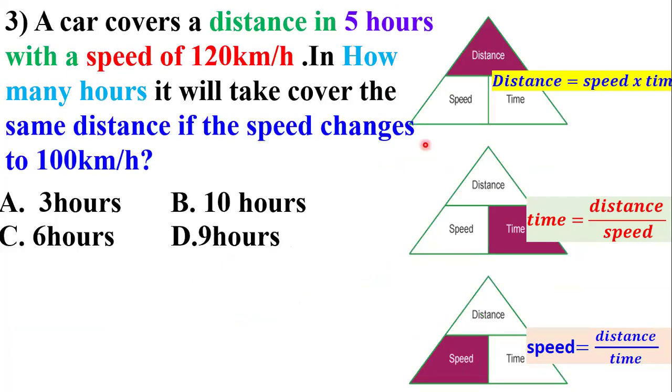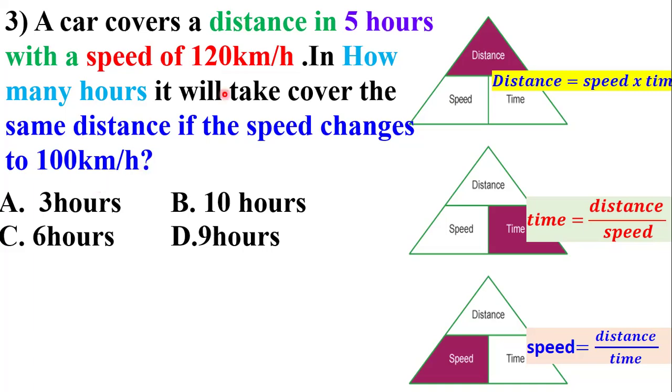The last one, number 3. A car covers a distance in 5 hours with a speed of 120 kilometers per hour. So here we have time and we have speed, so we can calculate the distance. You are asked to find the time it will take to cover the same distance as the initial one if the speed changes to 100 kilometers per hour.